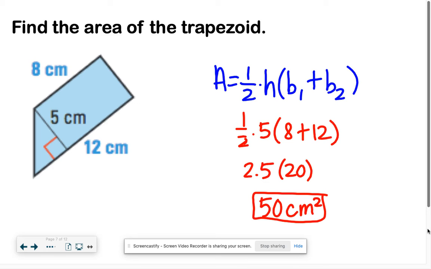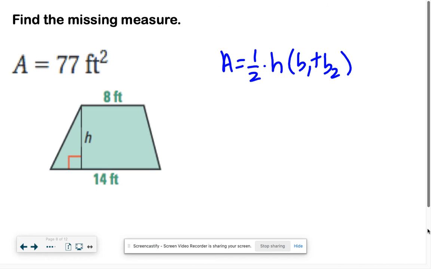Okay. Are we ready to work backwards? Let's do it. Flip the page. We're going backwards now, working backwards and looking for the missing measure. So on this one, we're missing our height. Let's plug everything in and see what we can do.